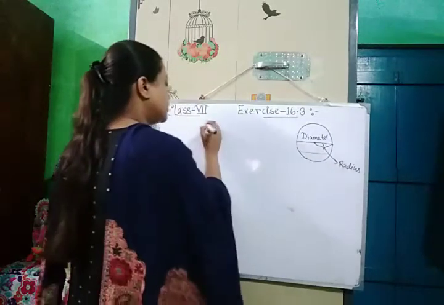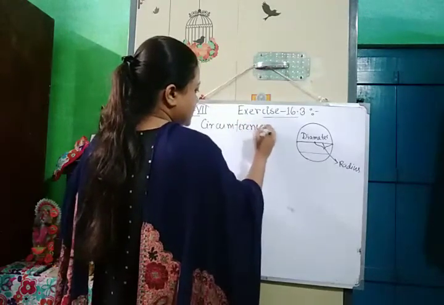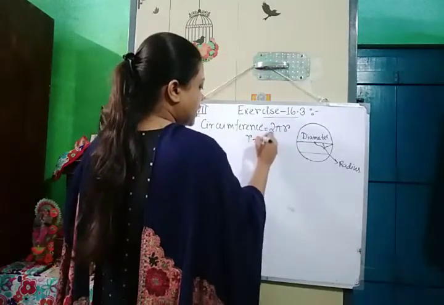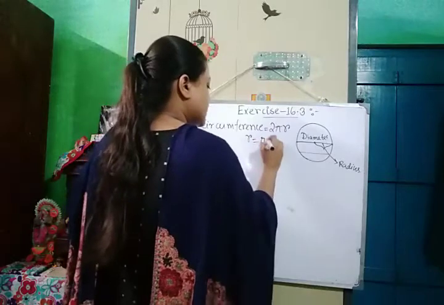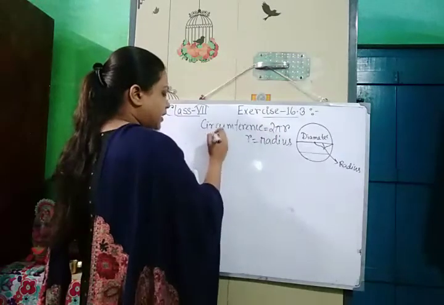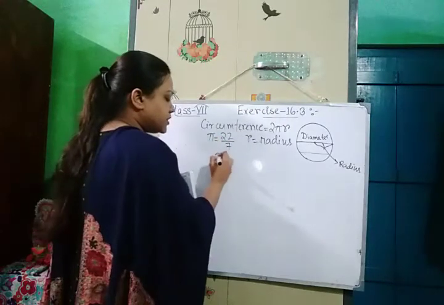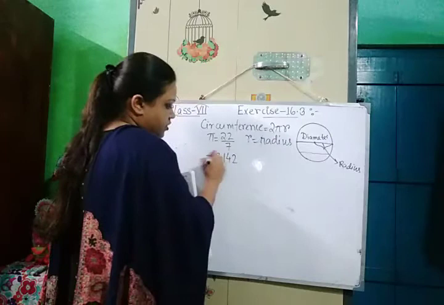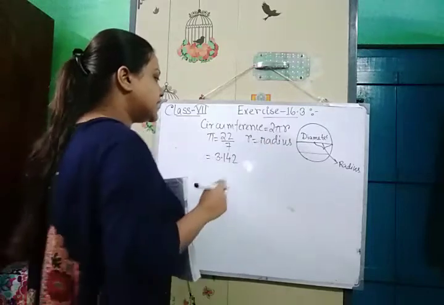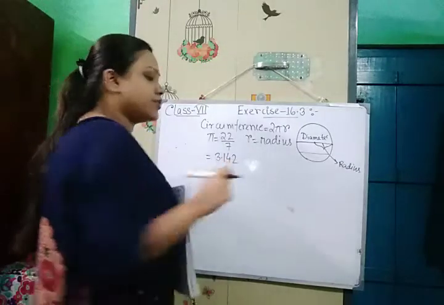So the formulas to find out the circumference. First one is the formula to find out the circumference, that is 2 pi r, where small r is the radius of the circle. Okay, and what is the value of pi? The value of pi is 22/7, or if you convert it to decimal, it will be 3.142 almost. So circumference of a circle is equals to 2 pi r.